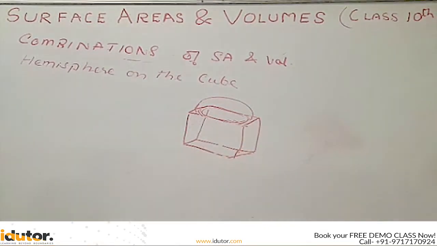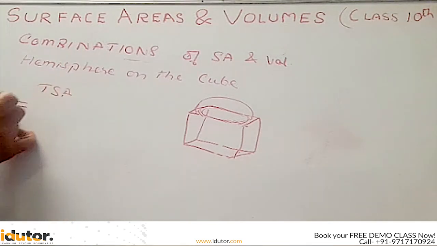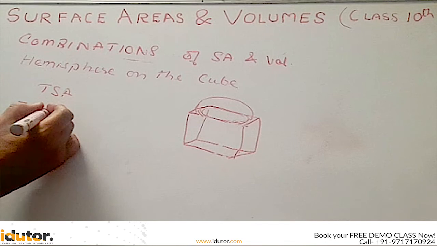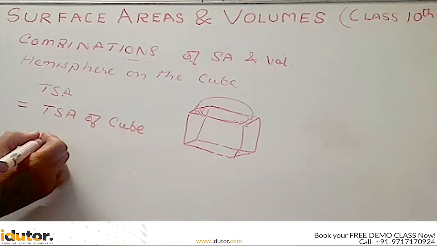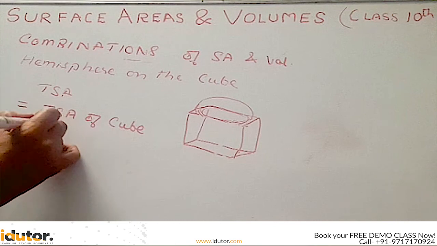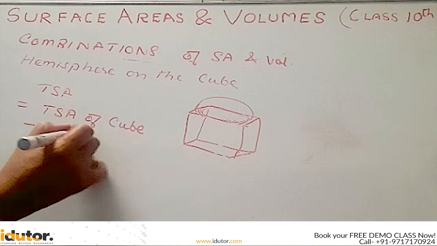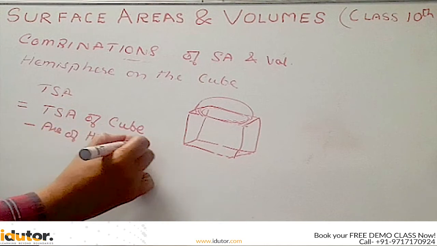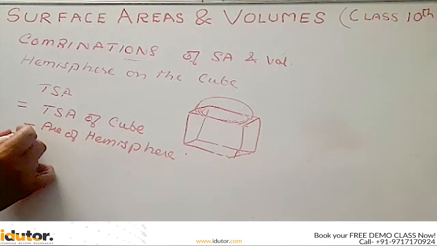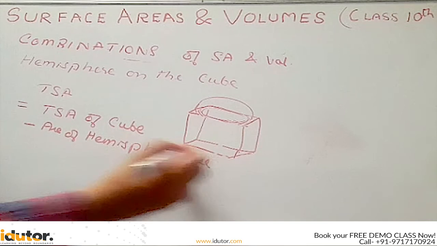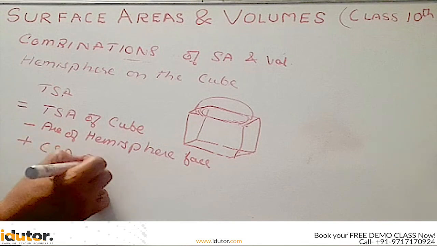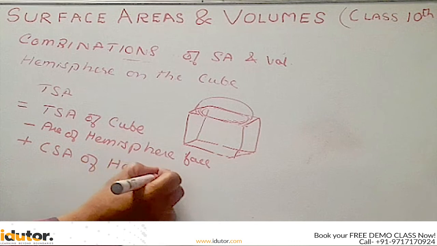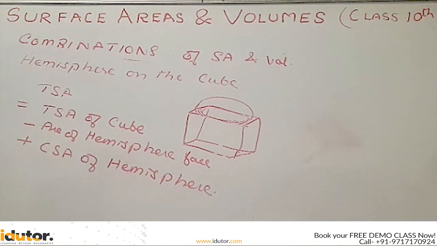This is a cube. So we know that the total surface area of this, TSA, will be equal to the TSA of cube, minus area of the hemisphere face, and plus curved surface area of the hemisphere. I'll discuss with you what it means.